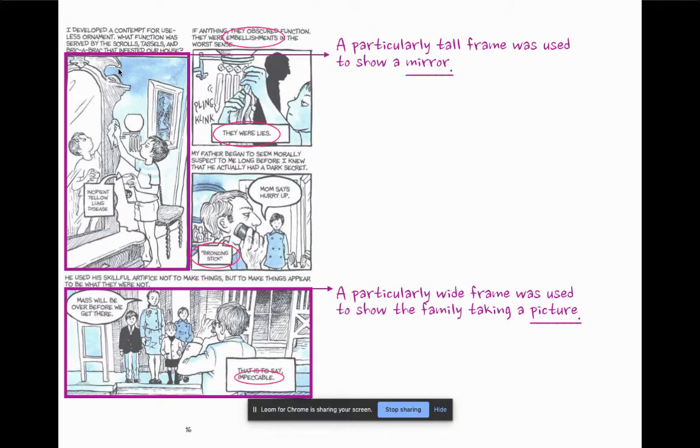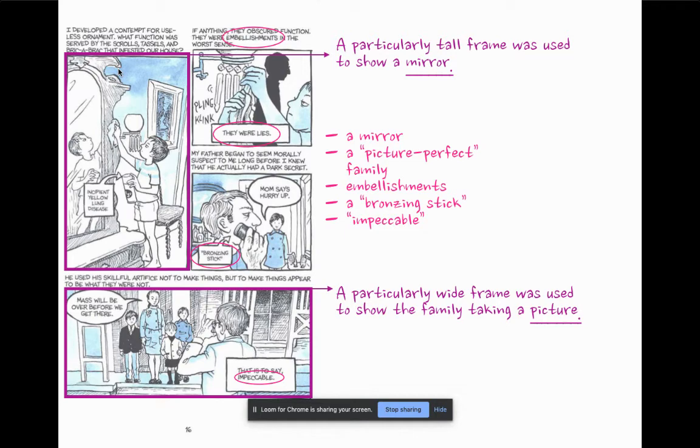Other things to notice would be some words and images. So a mirror, a picture perfect family, the word embellishment, the dad using a bronzing stick. I'm not sure you know what that is. The word impeccable. So these are symbols that have to do with appearances and, in my analysis, have to do with lies.